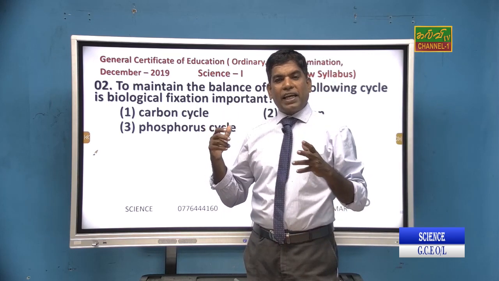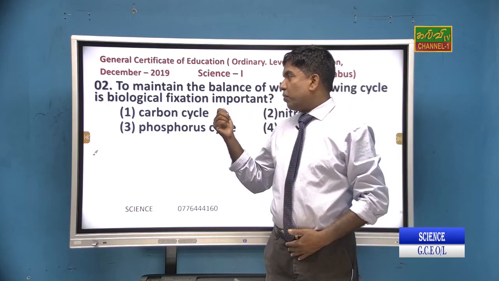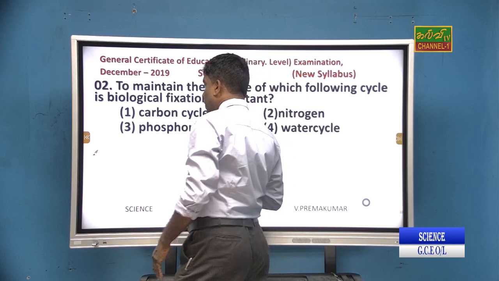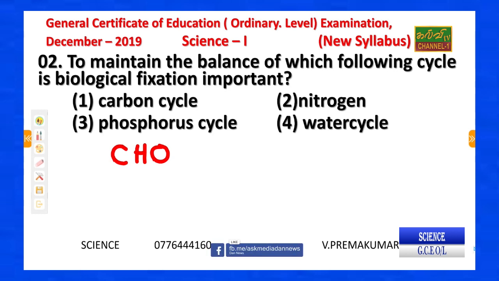That is also a biological activity, but it depends on energies. But here you can see the question now: to maintain the balance, of which following cycle is biological fixation important? Carbon cycle. You know the carbon cycle. Carbon cycle means, you know, carbohydrate contains C, H, O. Protein contains C, H, O. Lipid contains C, H, O.